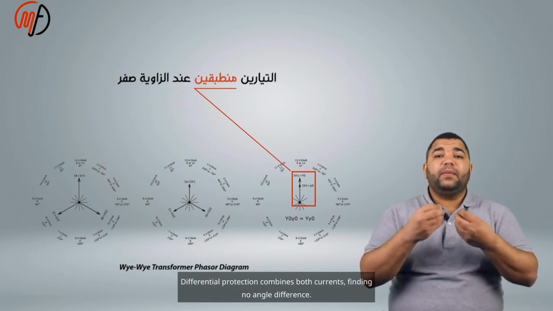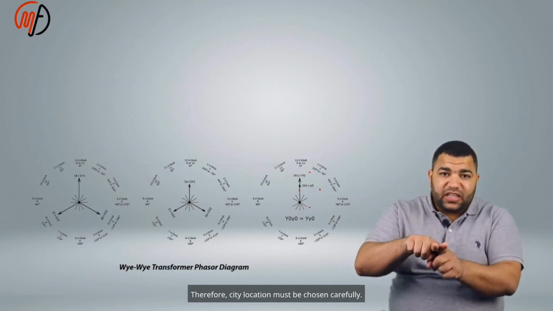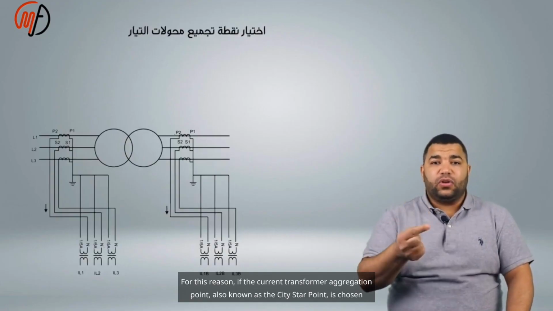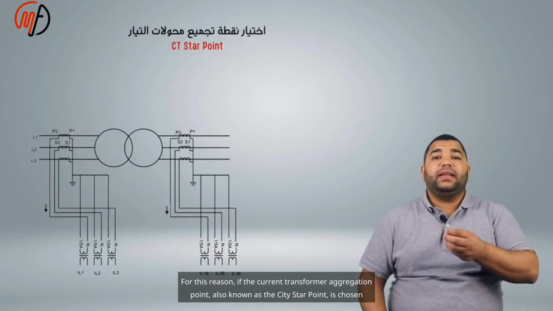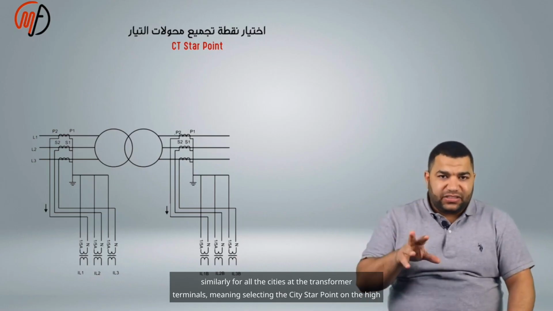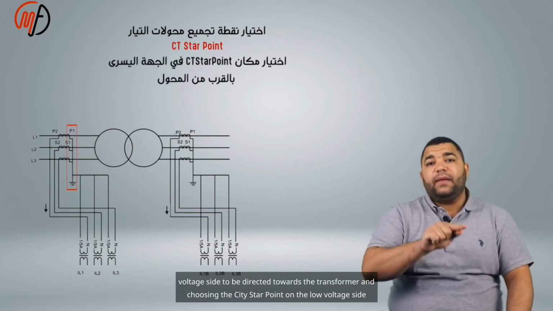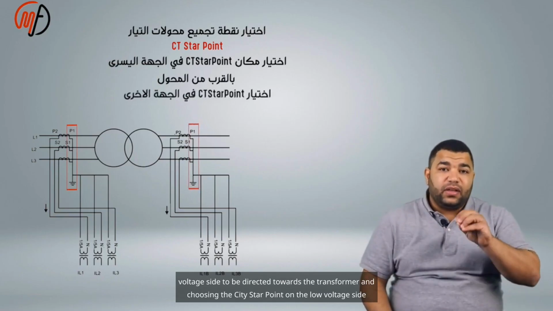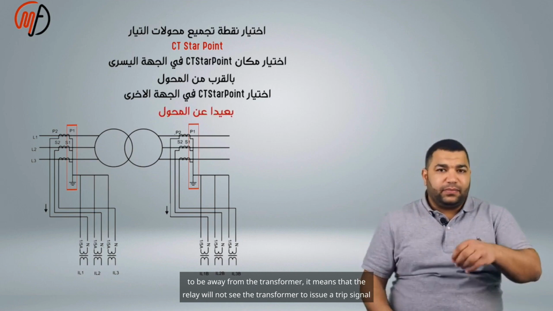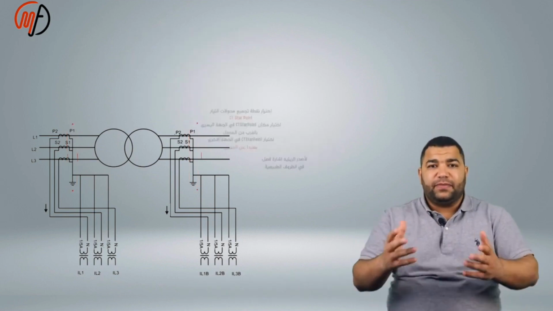Differential protection combines both currents, finding no angle difference. Therefore, CT location must be chosen carefully. For this reason, if the current transformer aggregation point, also known as the CT star point, is chosen similarly for all the CTs at the transformer terminals, meaning selecting the CT star point on the high voltage side to be directed towards the transformer, and choosing the CT star point on the low voltage side to be away from the transformer, it means that the relay will not see the transformer to issue a trip signal under normal conditions.